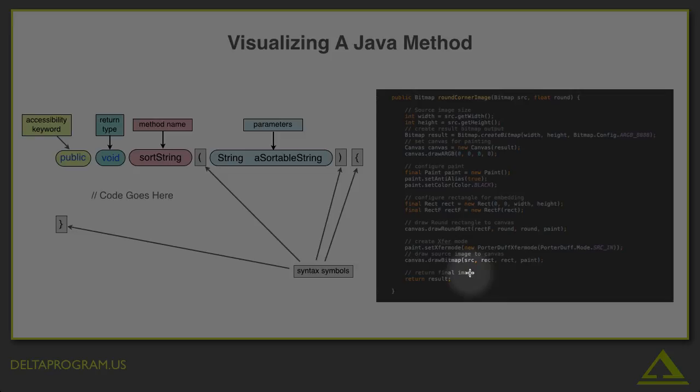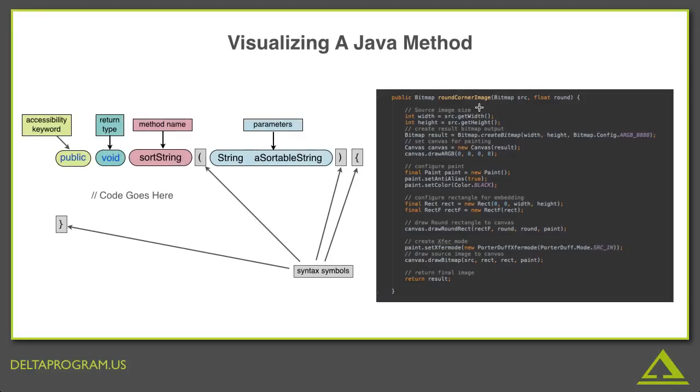The parentheses here and here are most helpful in telling us where to look for the method name. And as we can see, the method name comes before, and is in this case, roundCornerImage. So when you refer to this method elsewhere in the code, you should expect to see roundCornerImage as the name used. Notice also the camel case used to define the method name, with the lowercase r, capital C, capital I.